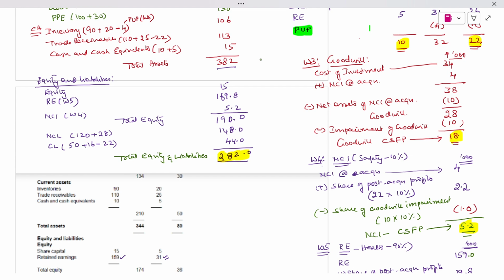Either today or tomorrow we'll complete this. Once we complete this, we will straight away go to the next one. Major part is over.